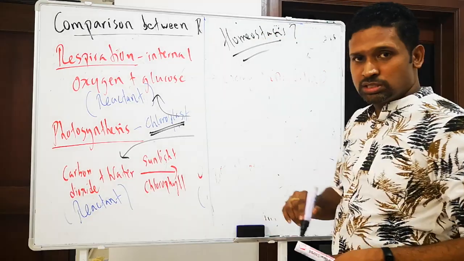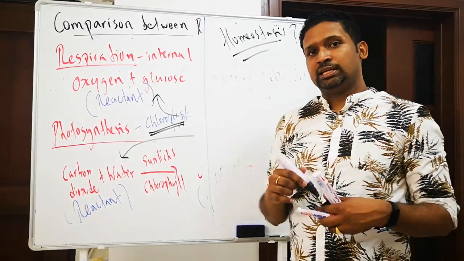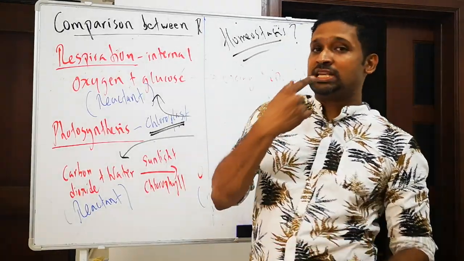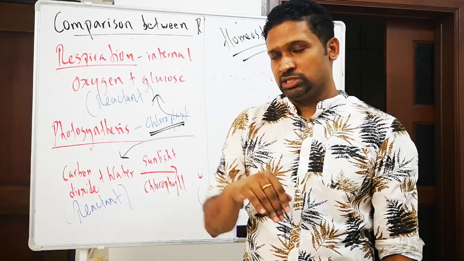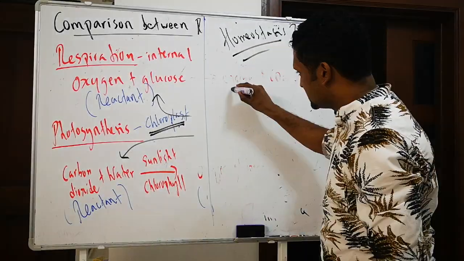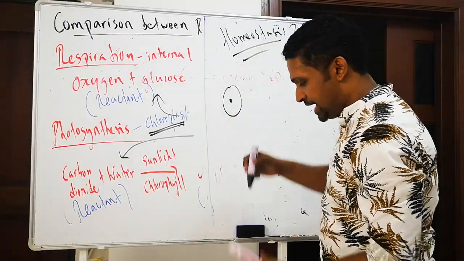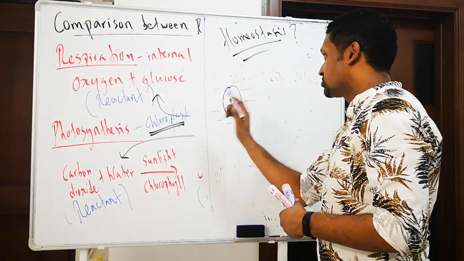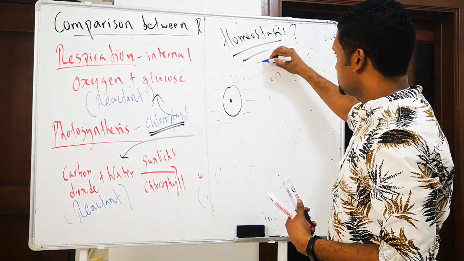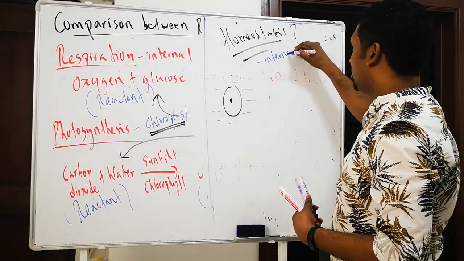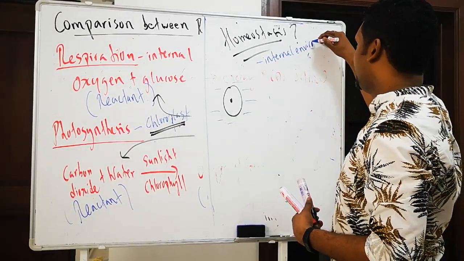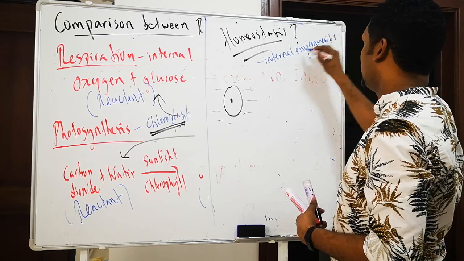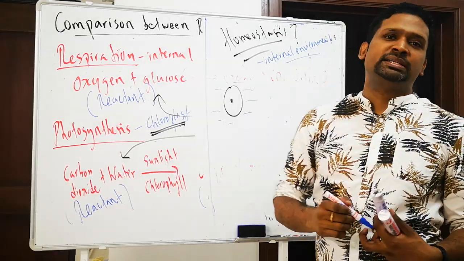What's homeostasis? Regulation of the internal environment. Internal environment does not mean inside my mouth or inside my stomach. No, not just that. Internal environment means this is the cell, and the environment that surrounds the cell is called the internal environment. Homeostasis is the regulation of the internal environment. What is the internal environment? The environment that surrounds the cell.